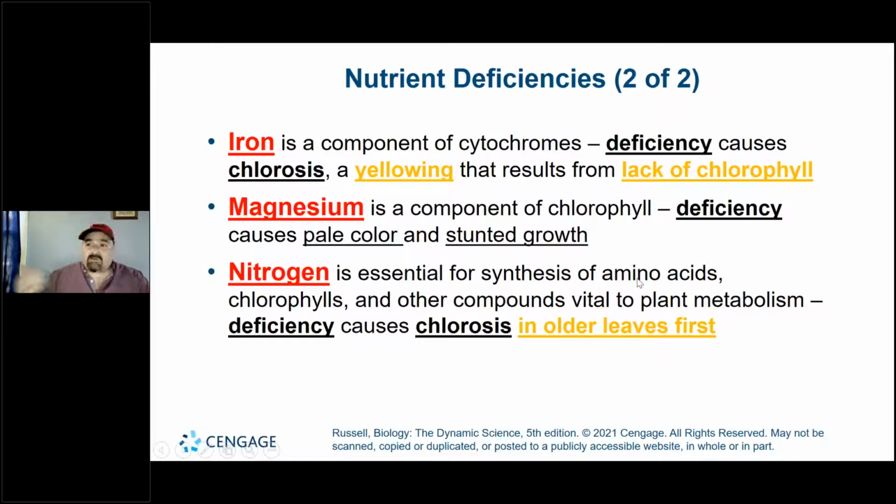And I said to you earlier today that as far as protein metabolism is concerned, nitrogen and nitrogenous wastes are present within the waste products of the protein metabolism present within living organisms. So you see here chlorophylls and other compounds vital to plant metabolism. Deficiency also causes chlorosis, but primarily, and you'll see here the difference, in older leaves first. So iron, magnesium, nitrogen. This again will be a question on your final exam from this slide right here.